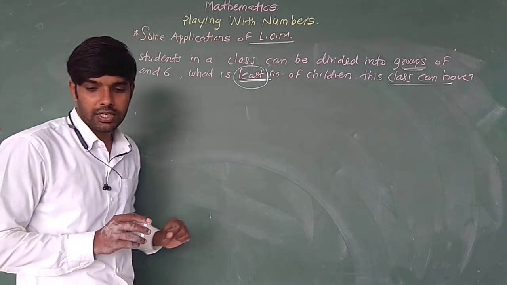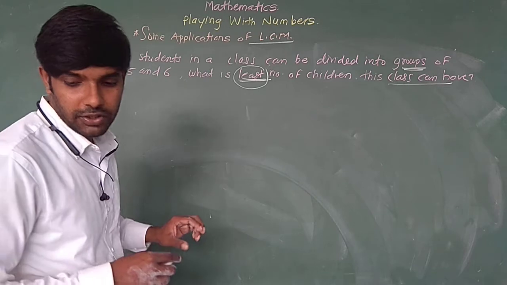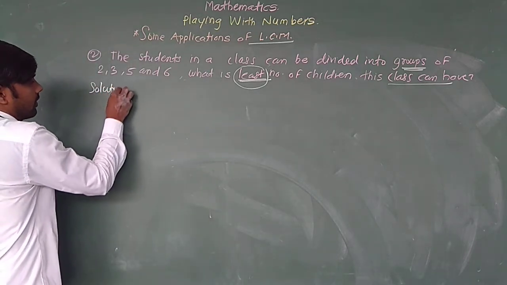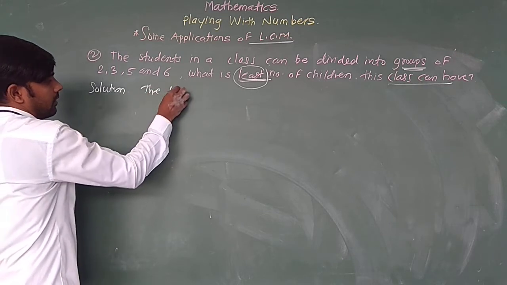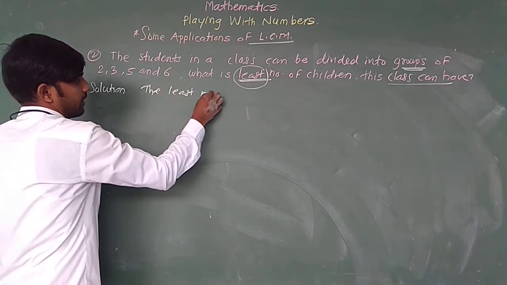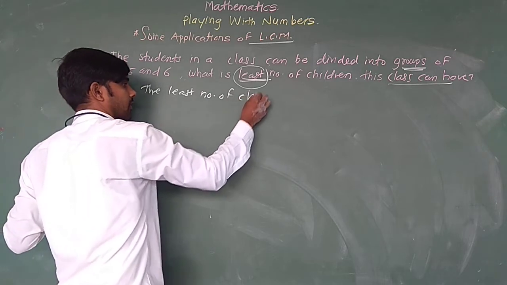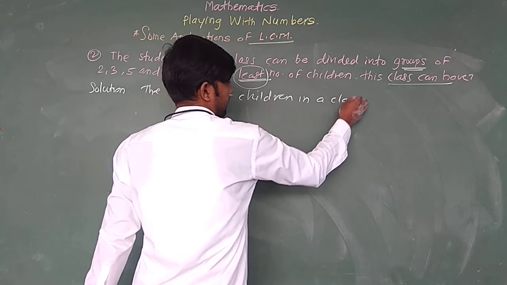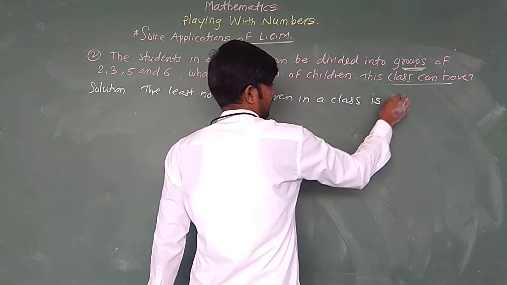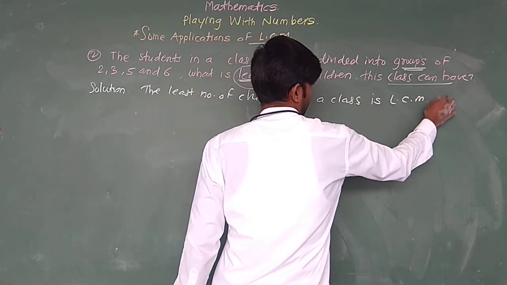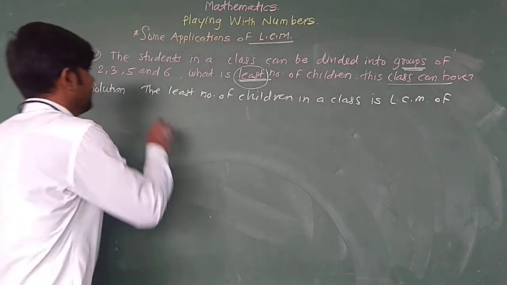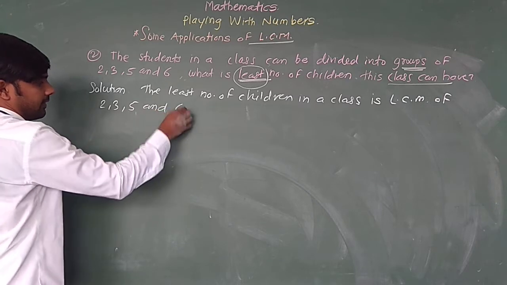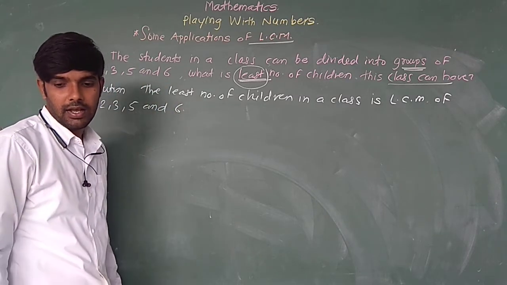So how to write the solution? Write down the least number of children in the class. Solution: the least number of children in a class is the LCM of this group, that is 2, 3, 5 and 6.